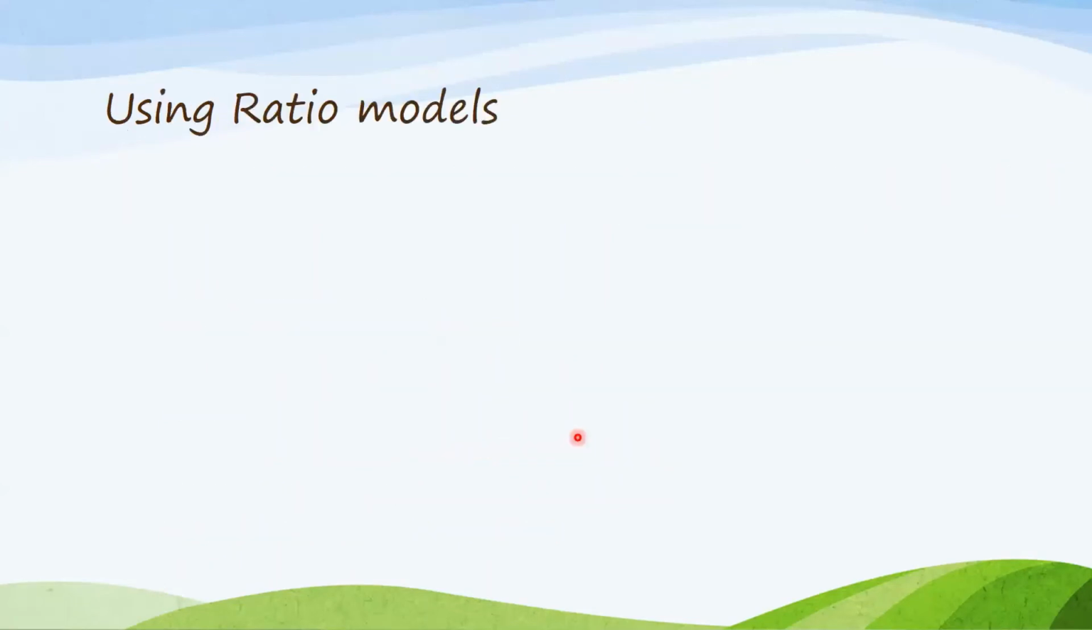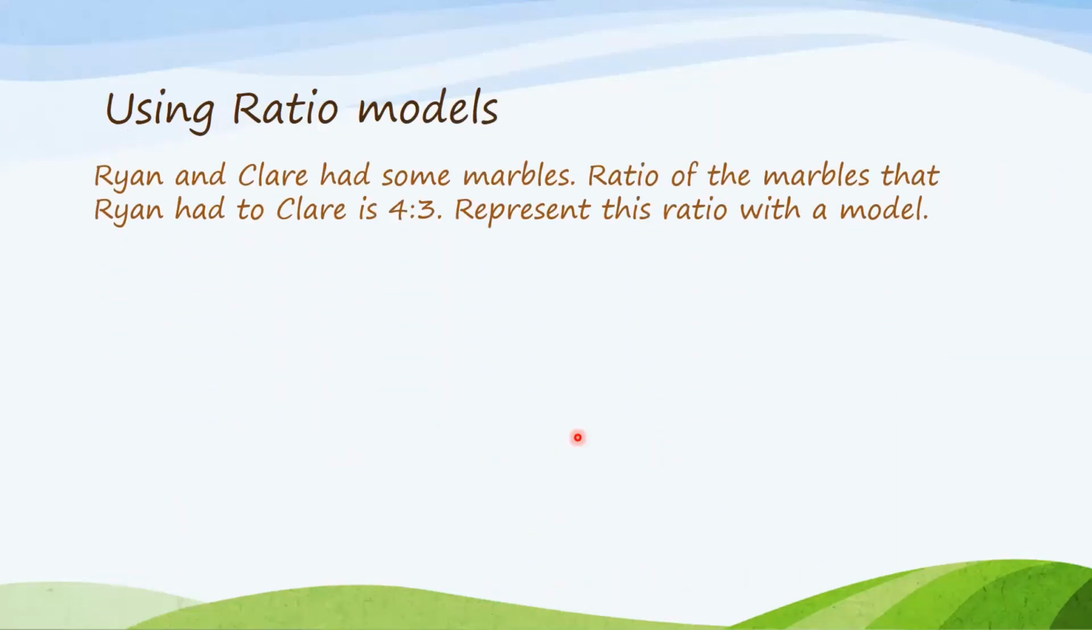So you may be wondering, ratio seems kind of familiar. Oh yes, it's a ratio. So let me just teach you how to use ratio in terms of models. Ryan and Claire had some marbles. The ratio of marbles that Ryan had to Claire is 4:3. Represent this ratio with a model.